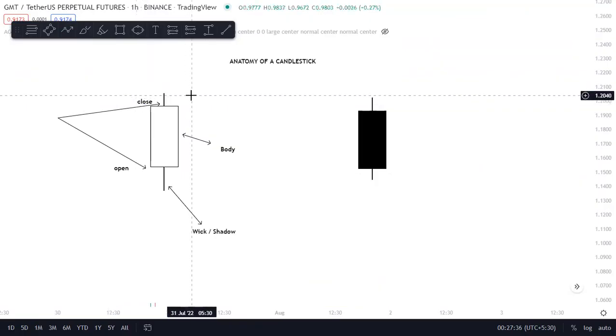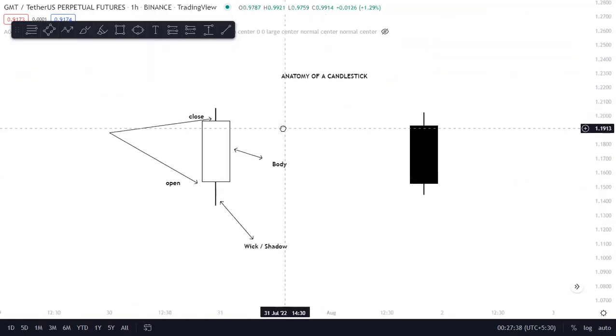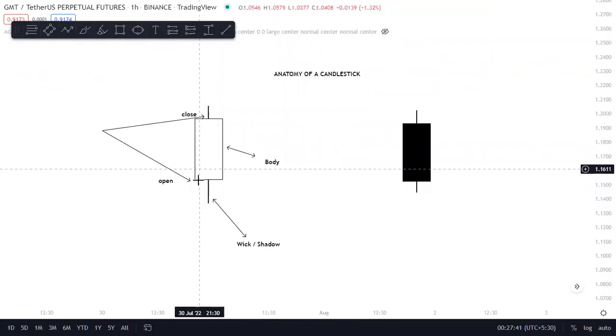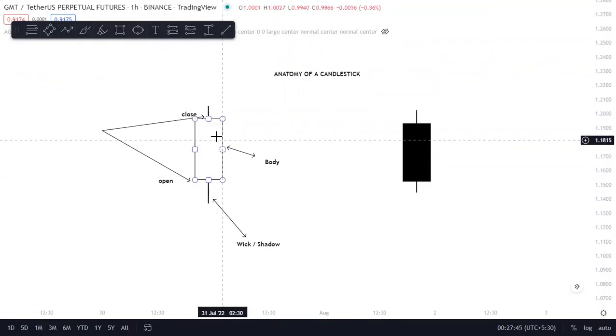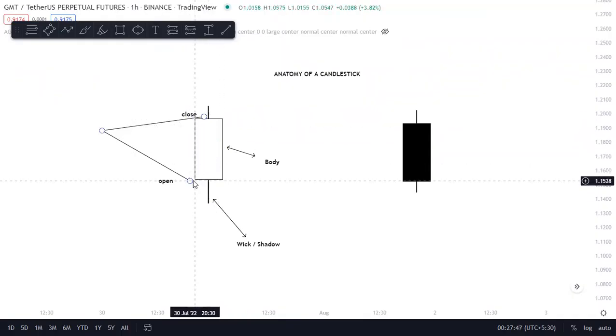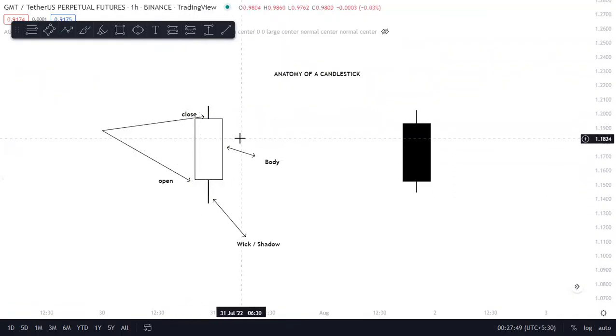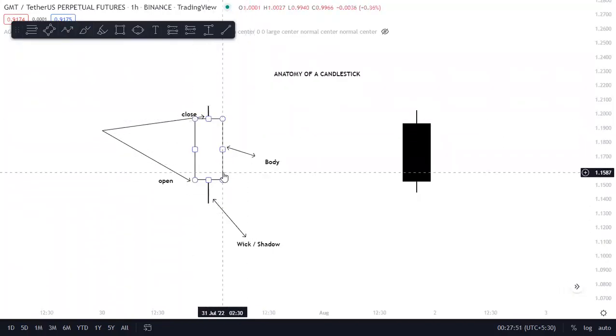So now in this bullish candlestick, what you're actually seeing here is that a candle opens at this point in price, then closes here. This is the body of the candlestick. You see this big body, right? Some candlesticks are small, but this is the body of the candlestick.